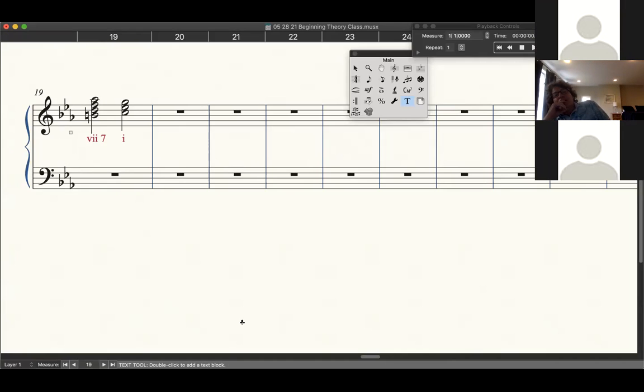On the test, are we going to be tested on pop notation? Because I think I still confuse pop notation. Okay, so let's talk about pop notation and what we also call it.